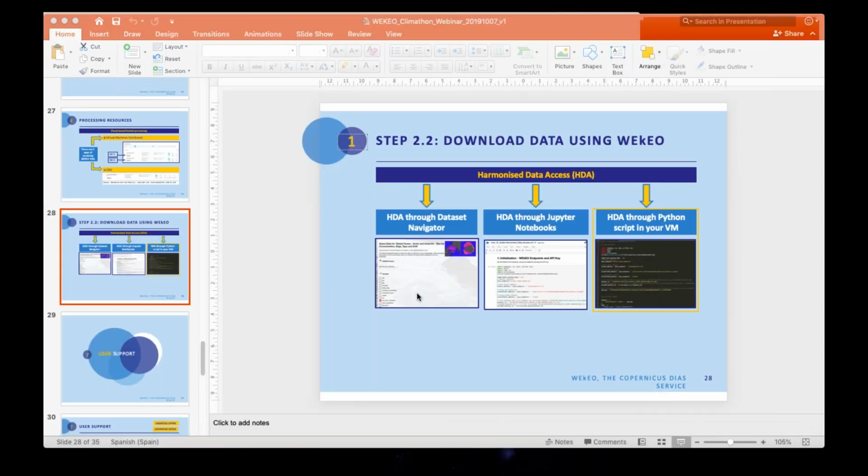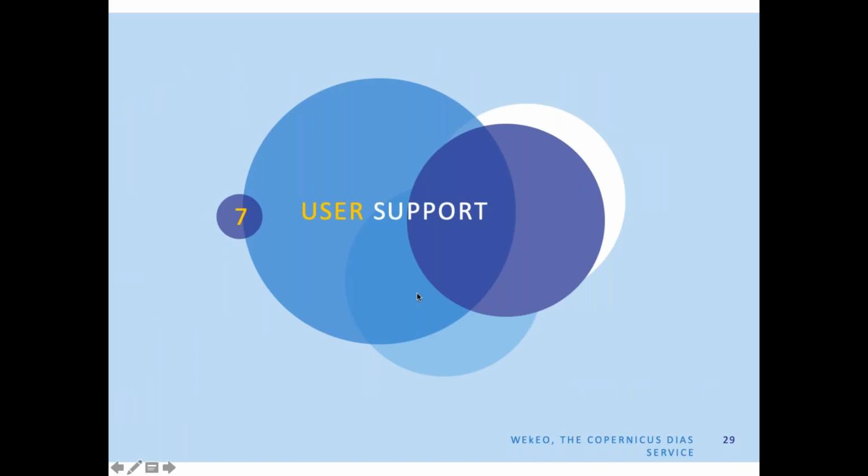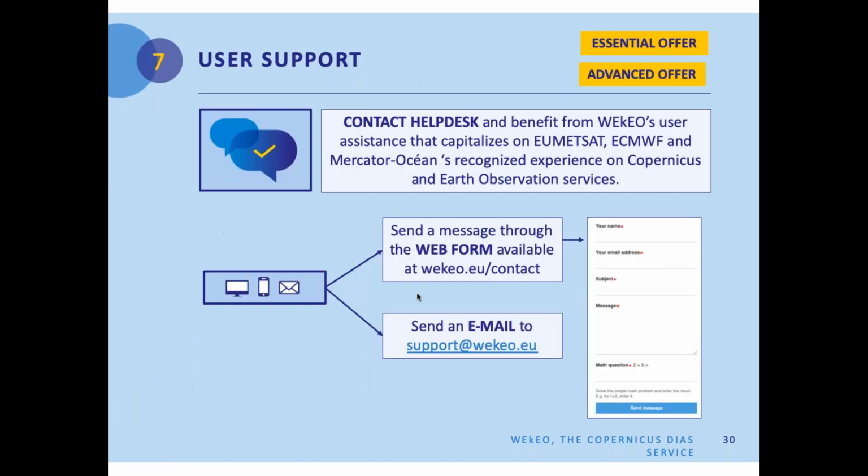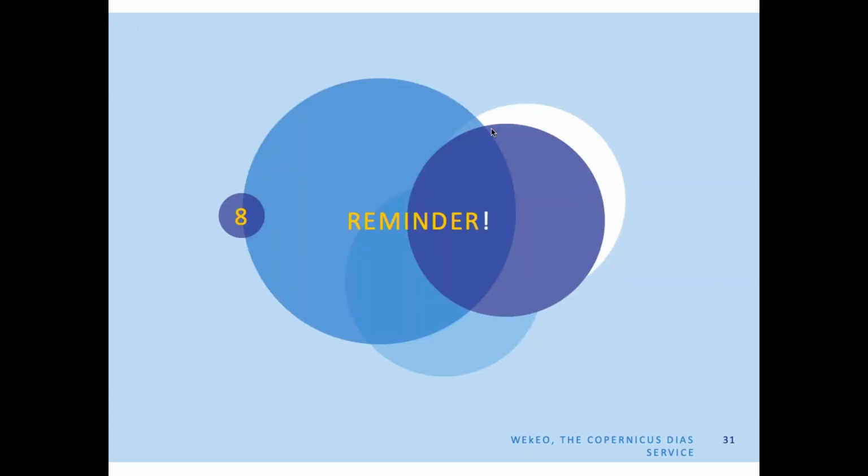Finally, I would like to comment a little bit on the user support available for WEkEO. We can be contacted through a web form that is available on our website, or you can also send an email to support@wekeo.eu. We have experts from the 3 institutions, from EUMETSAT, from ECMWF, and Mercator Ocean, and from there you can send us your requests about specific data sets, and if necessary, the request will be forwarded to the expert in the field.